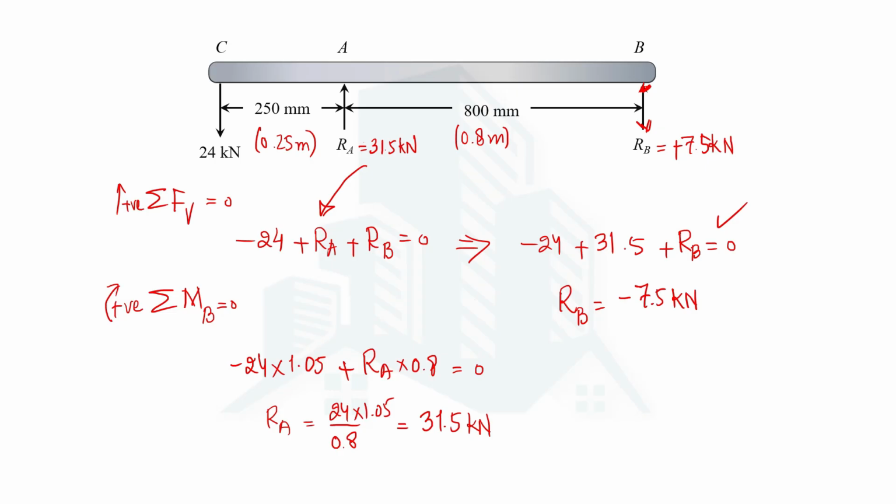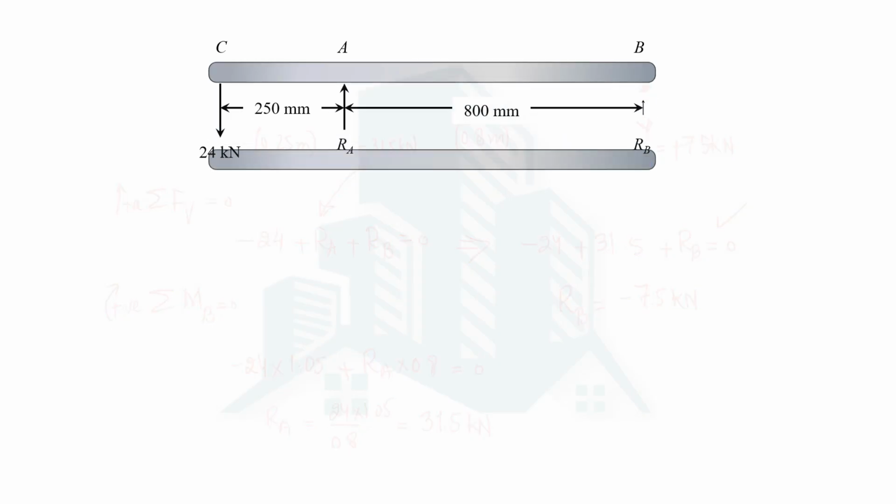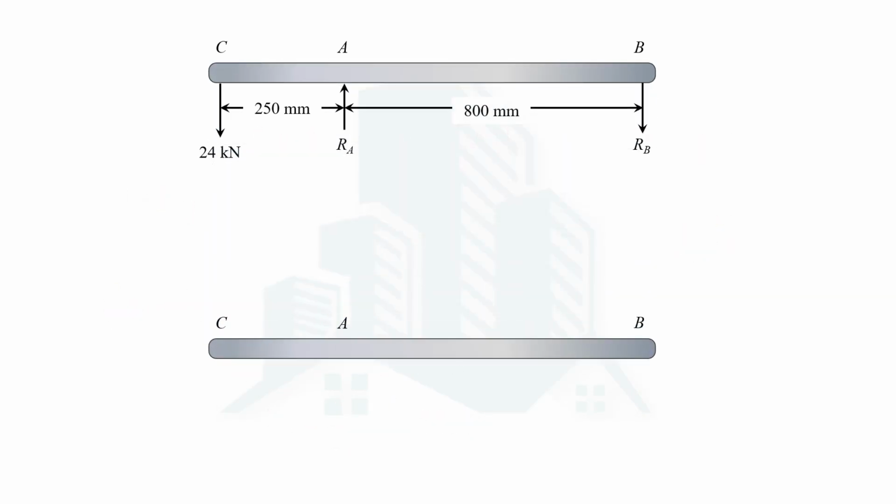Now we can move towards drawing the shear force diagram as well as the moment diagram. So let's draw first the shear force diagram. Now we are familiar with this value, which is 31.5 kilonewton, and this is 7.5 kilonewton. For drawing the shear force diagram, we should identify the regions in which the shear force will change.